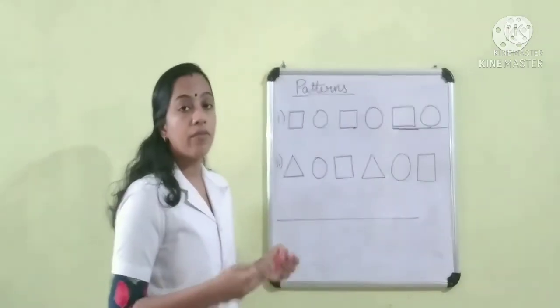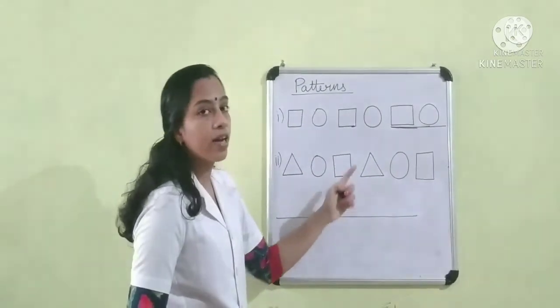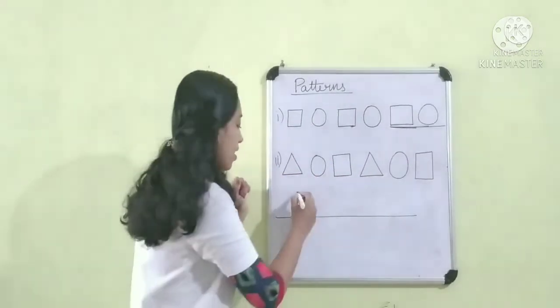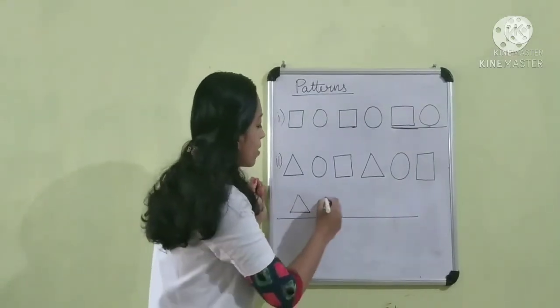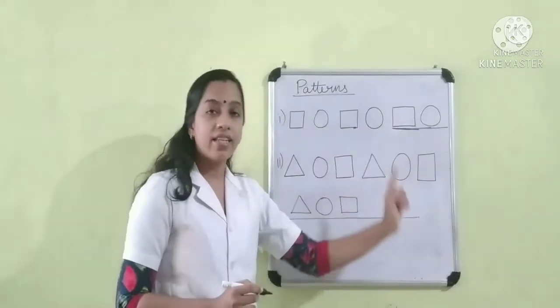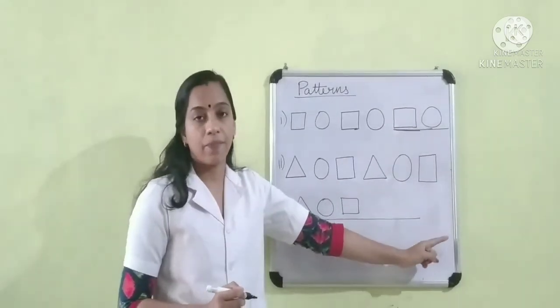Tell me what will come next. Yes, triangle, circle, square. Triangle, circle, square. So next, triangle, then circle, square. So in this way, you can continue this pattern.